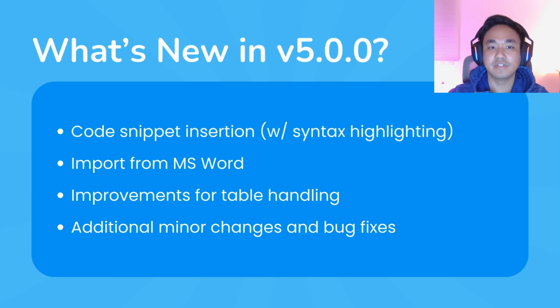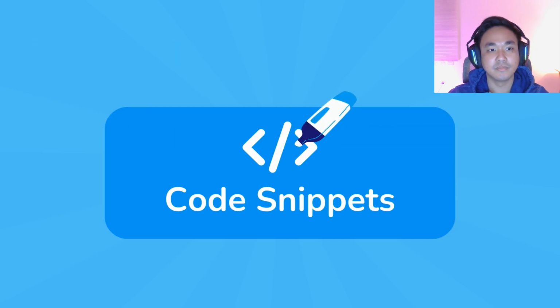Version 5 was released in January of 2026. It introduces two major features, which are code snippet insertion with syntax highlighting and direct importing from Microsoft Word. Additionally, it includes table handling enhancements and other improvements. Let's take a look at each of these, starting with code snippet insertion.